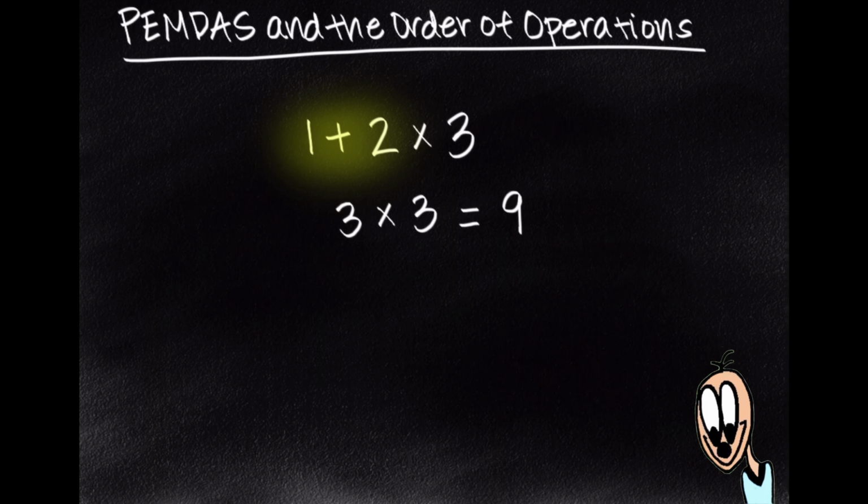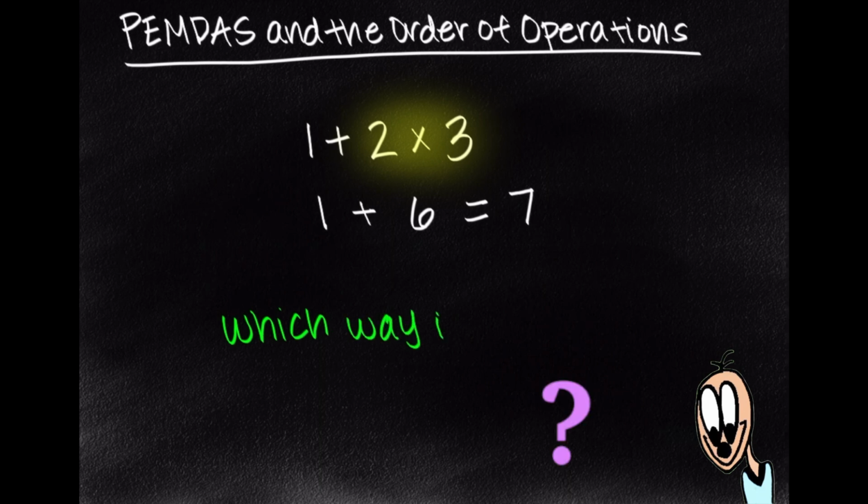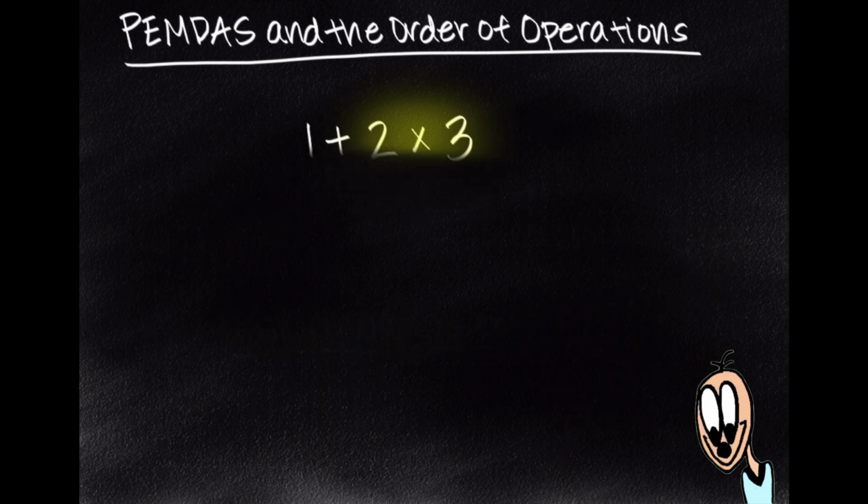The second way is to start with multiplication and multiply 2 times 3 first, which gives us 6. So we have 1 plus 6 equals 7. That gives us two different answers. The first was 9 and the second was 7. So how do we know which one is correct? This is where order of operations comes in.